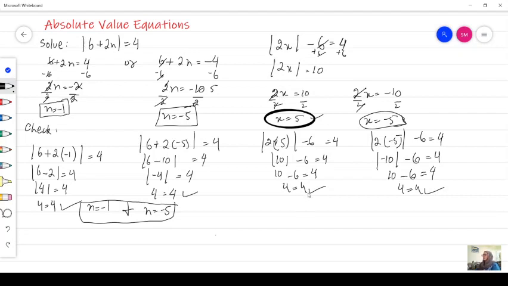Okay, now let's try another one. The question is asking: solve the absolute value of 7x equals 0.